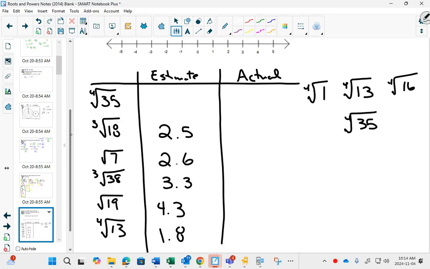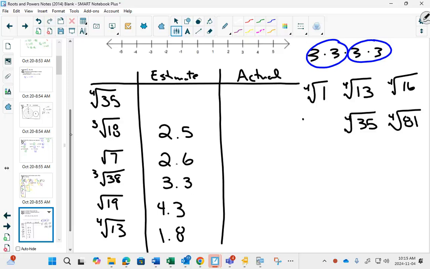So 2 times 2 times 2 times 2 is 16. What is 3 times 3 times 3 times 3? 81. I really like doing 3 times 3 times 3 times 3, because most students do this: 3 times 3 is 9, 9 times 3, 27, 27 times 3, oh crap, and it takes you a while, and you get 81. But if you just do 9 times 9, that's a lot easier mental math. So the fourth root of 81 is 3, and the fourth root of 16 is 2.